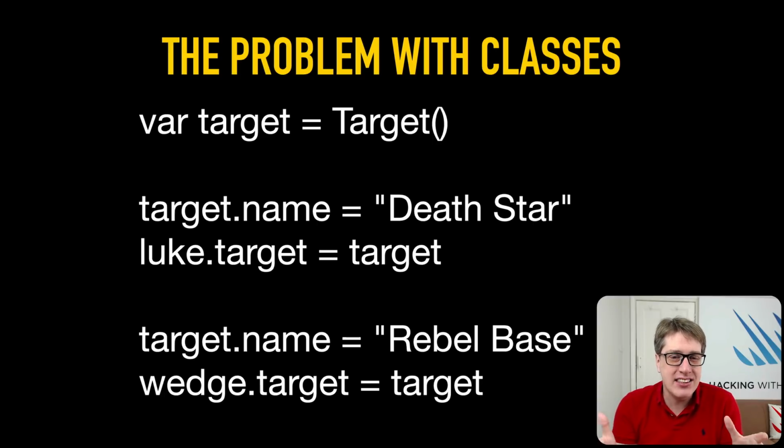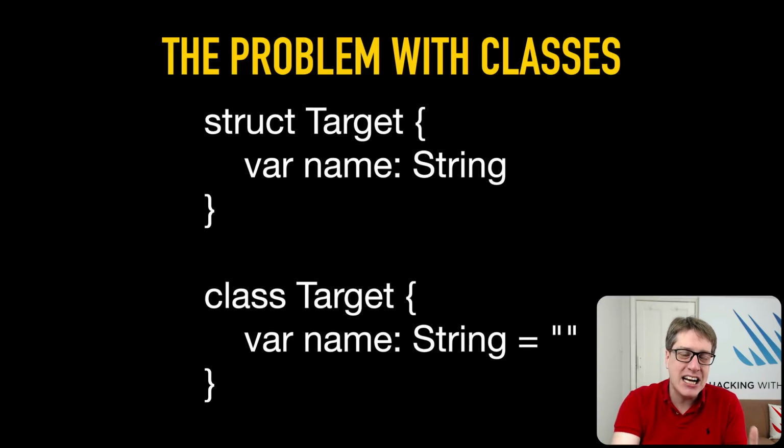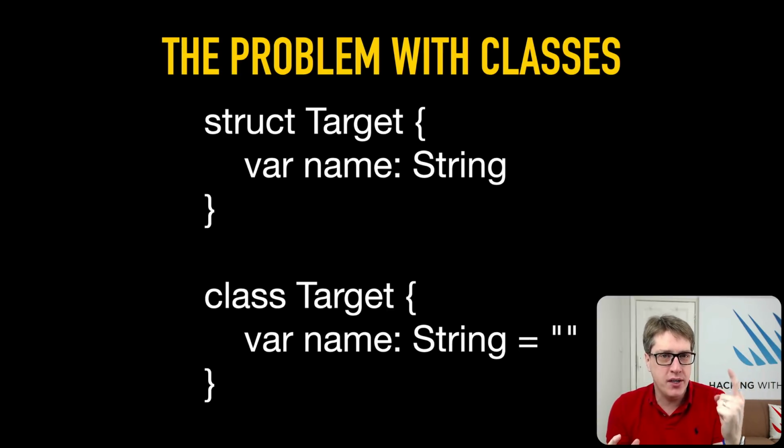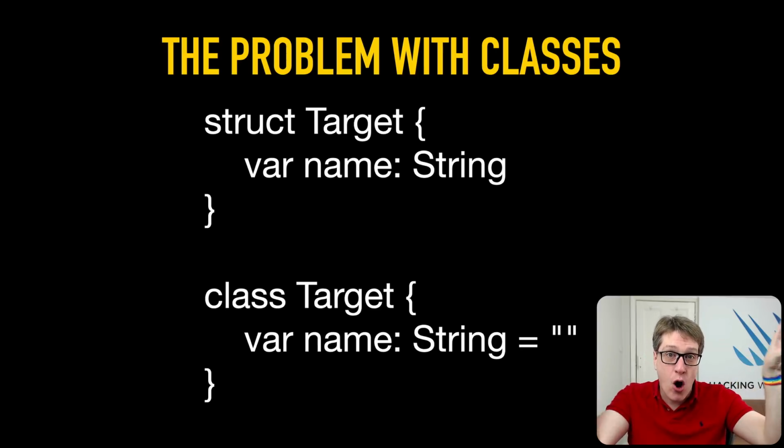And the answer is we can't tell. Unless we look at what target actually is, a struct or a class, we've got no idea what that code does. Because structs always have one unique owner. When two different things point to a struct, they have their own unique copies of that struct. Change one, the other does not change. But if it was a class, they both point to the same instance of that class. Changing one changes them both.